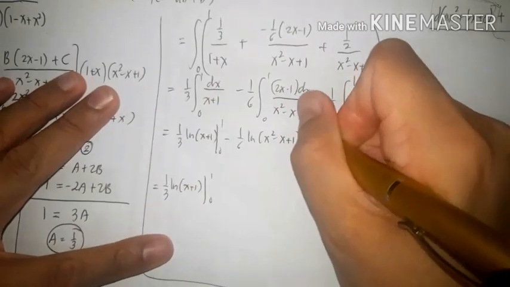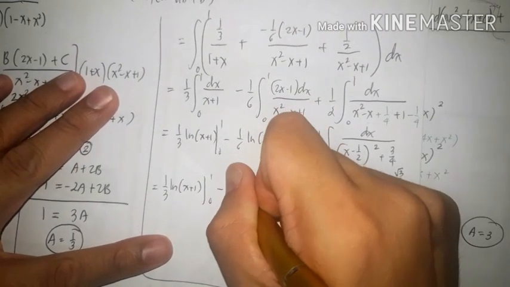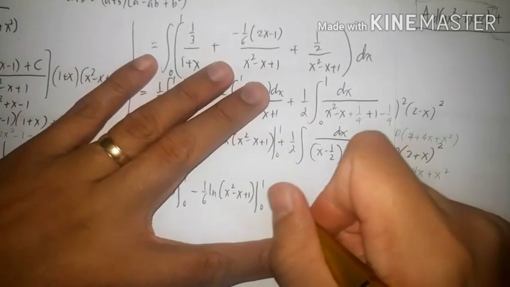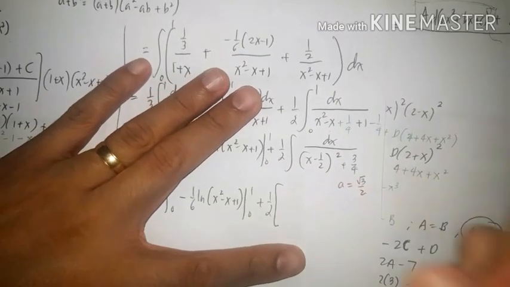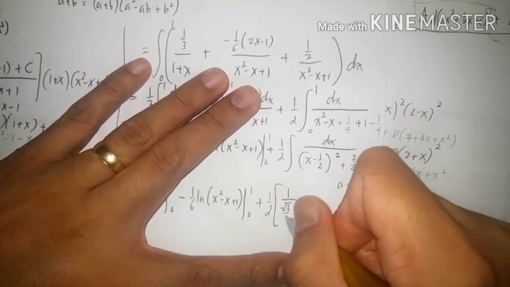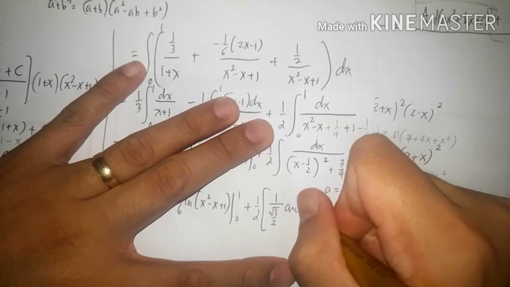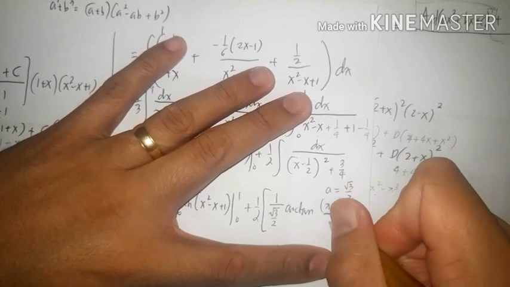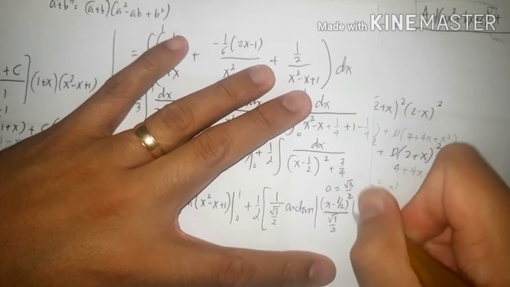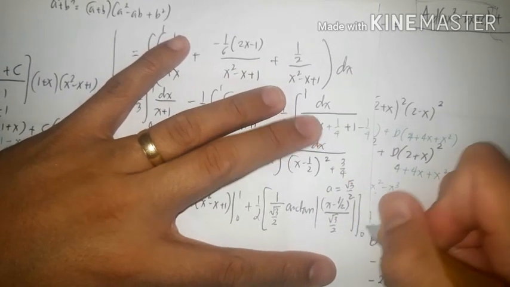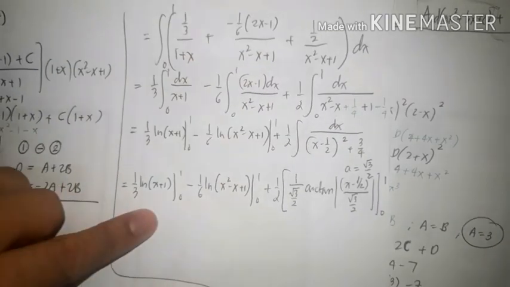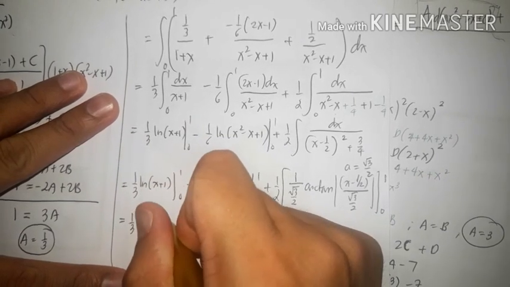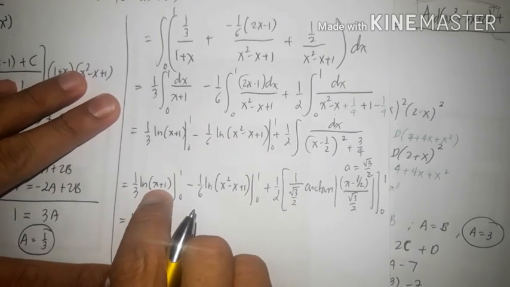This is from 0 to 1. Minus 1 over 6 ln of x squared minus x plus 1 from 0 to 1. Plus 1/2, that's 1 over a, 1 over square root of 3 over 2, arctangent of u, x minus 1/2 over square root of 3 over 2, from 0 to 1.